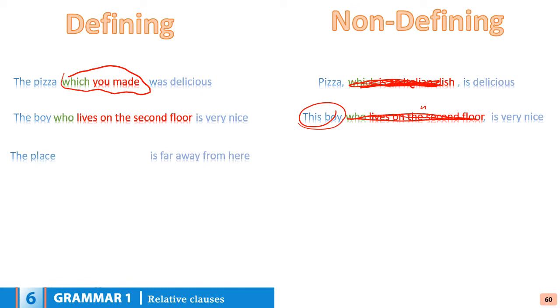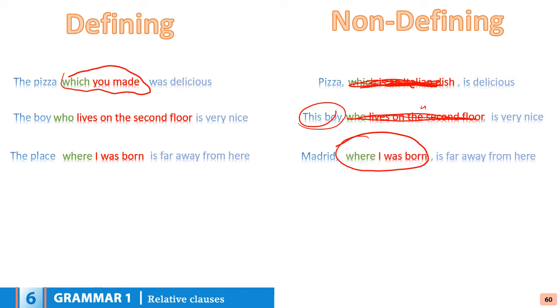The place is far away from here. What place are you talking about? Where I was born. The place where I was born is far away from here. Madrid is far away from here. Okay, so this extra information I'm going to give you is not necessary. Where I was born, this is an extra information I'm giving, but you really don't need it to get the meaning of this. Madrid is far away from here.